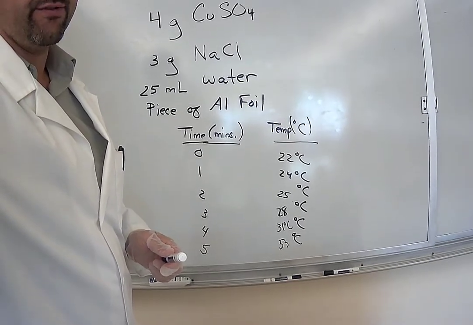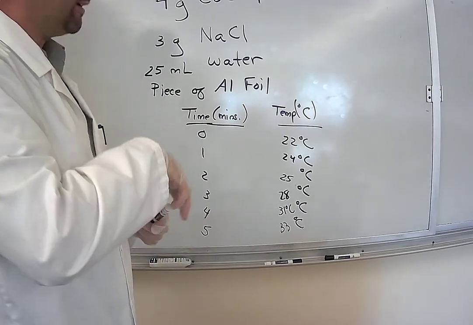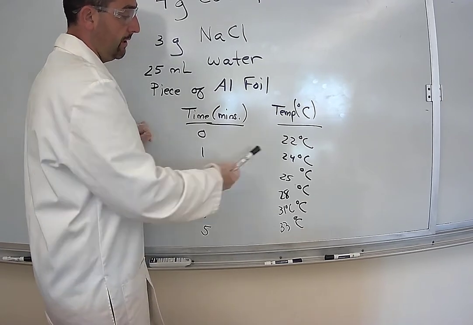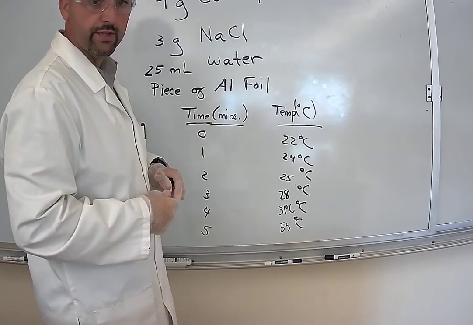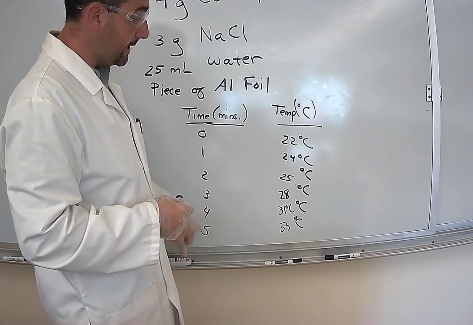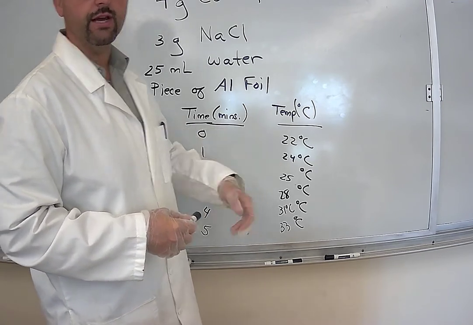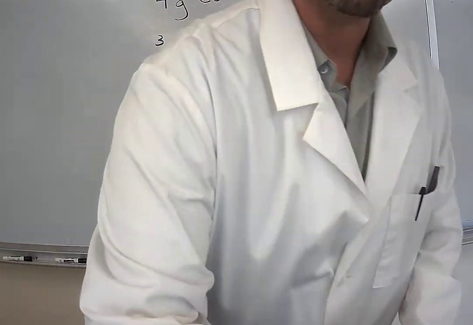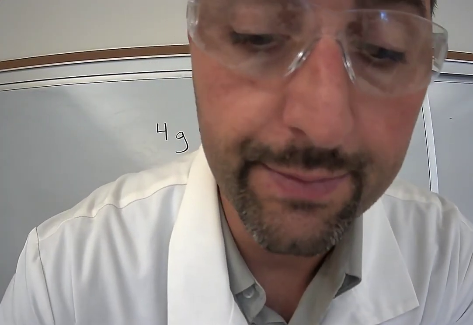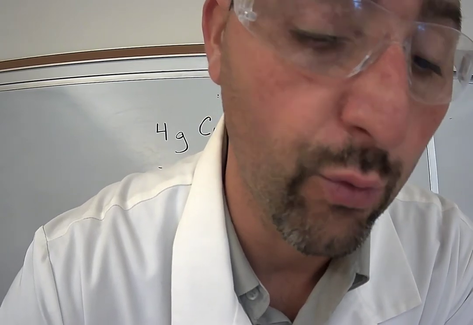So as you can see from our data here, at time initial, before we started with the aluminum foil, our temperature was 22 Celsius. And as we let time pass on, in our 5th minute, we've climbed 11 degrees. And I can tell you from experience that doing this lab many times, this sometimes gets into the 40s and low 50s if we give it enough time.